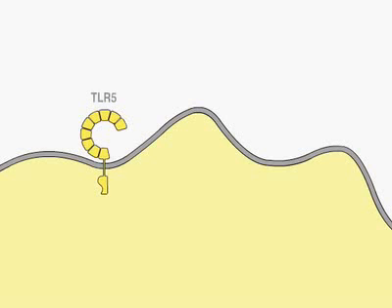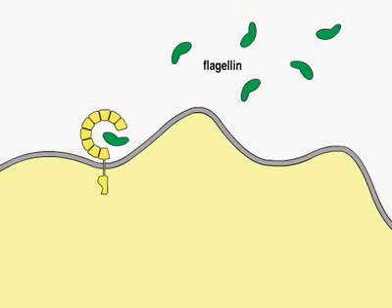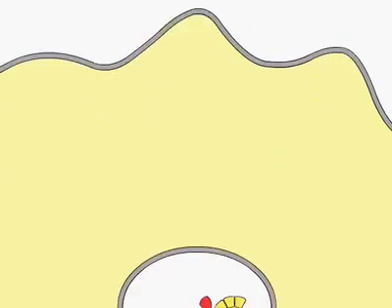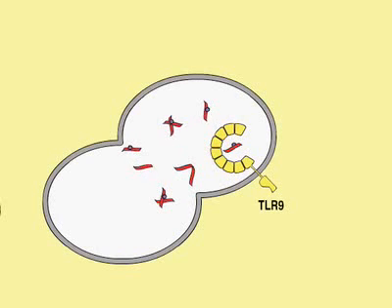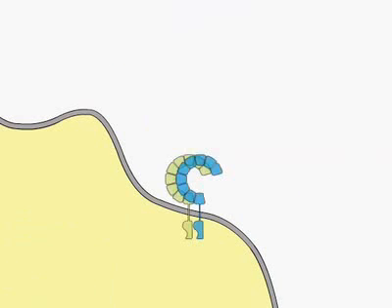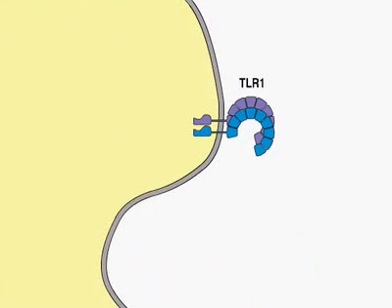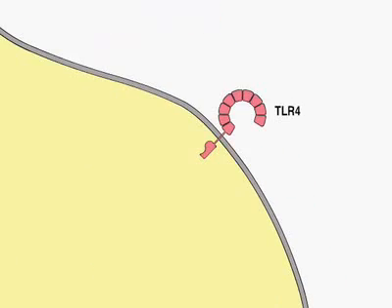For example, TLR5 recognizes flagellin, which is a highly conserved constituent of the bacterial flagellum. Bacterial genomes contain methylated CpG oligonucleotide motifs, which are recognized by TLR9 once the genome has been degraded in the lysosome. TLR6 and TLR2 are a dimer that recognize diacyl lipopeptides. TLR1 and TLR2 are a dimer that recognize triacyl lipopeptides, and TLR4 recognizes lipopolysaccharide, LPS, a component of gram-negative bacteria.